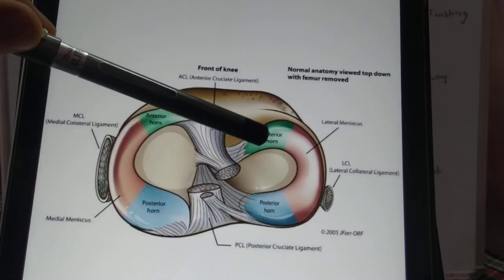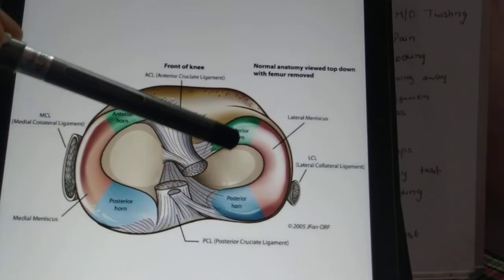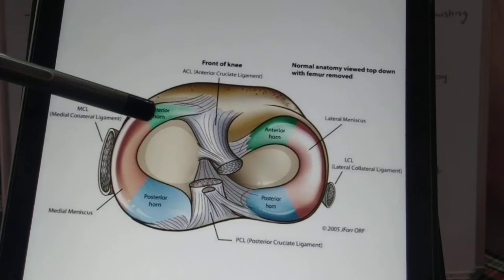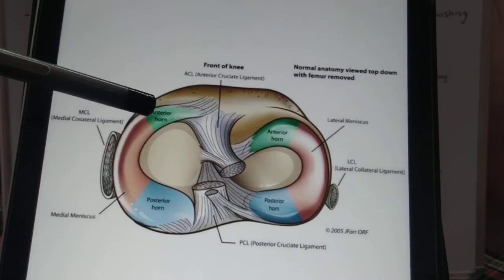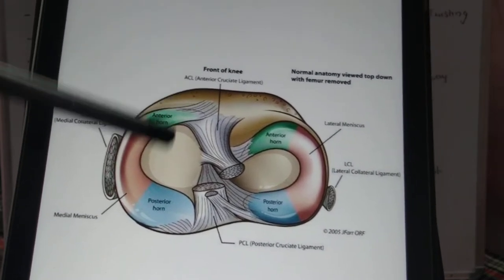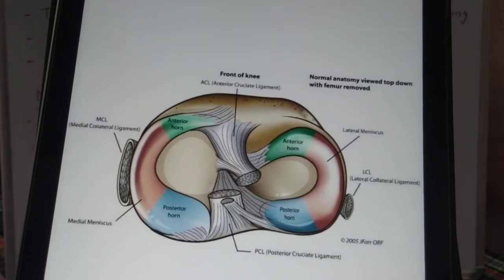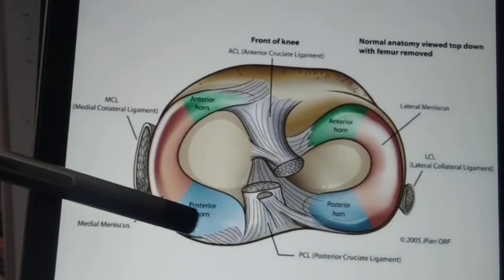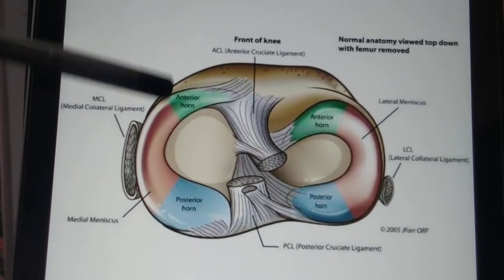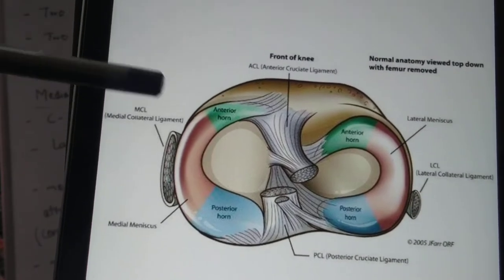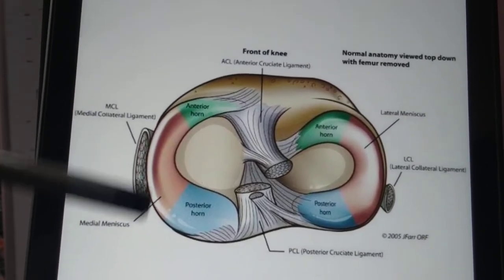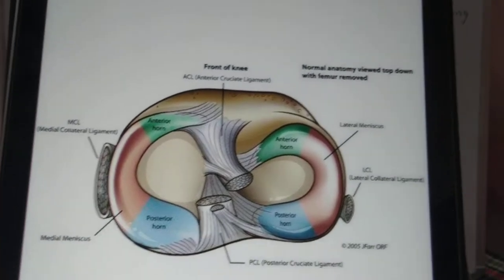Now in the case of the lateral meniscus, the anterior and posterior horns are attached to the cruciate ligament, but in the case of the medial meniscus, they are only attached to the underlying tibial surface. Lastly, we have the two surfaces. We have the superior surface, which is a concave surface because it articulates with the overlying femur, and the inferior surface, which is a flat surface because of the flat contour of the tibial plateau.